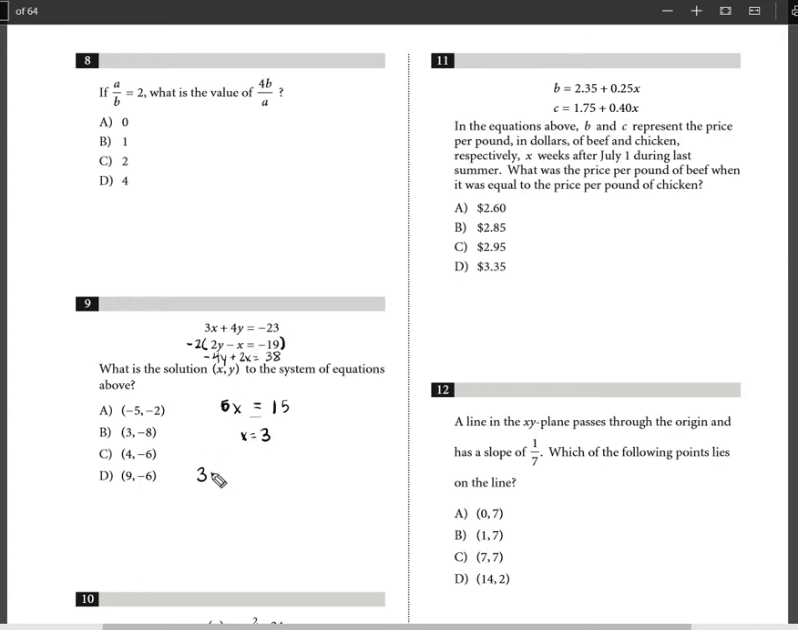Now that we have x is equal to 3, we need to solve for y, so let's plug it right back into this equation. You can choose either one, it does not matter. Plug in a 3, and you get 3 times 3, which is 9, plus 4y is equal to negative 23. Subtract 9 from both sides, and you get 4y is equal to negative 32. Divide both sides by 4, and you get y is equal to negative 8. So you have x is 3, and y is negative 8.